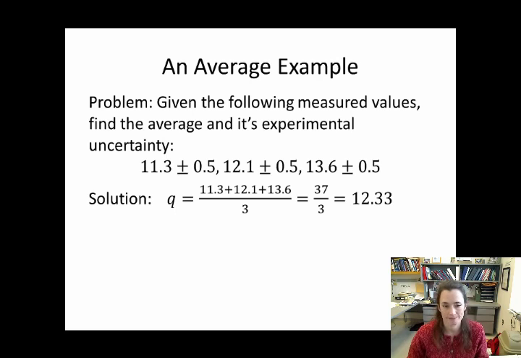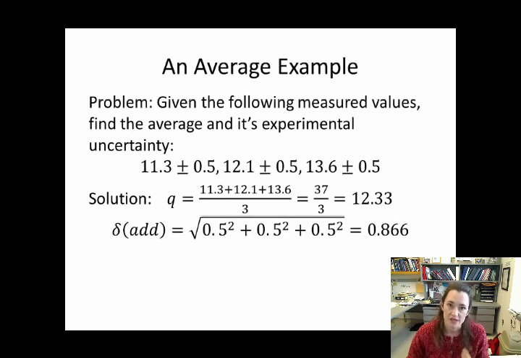So that's your average. Now, remember what we said about how to propagate uncertainties. So the first thing that you're going to do is propagate the uncertainty through that addition of the values 11.3, 12.1, and 13.6. So our rule for propagating uncertainties in a sum or a difference is the square root of the sum of the squares of the absolute uncertainties. The absolute uncertainties here are 0.5 on each of those numbers, so to find the uncertainty in the addition part of it, it's the square root of 0.5 squared plus 0.5 squared plus 0.5 squared. That gives you 0.866.